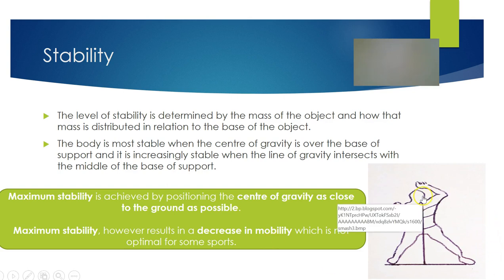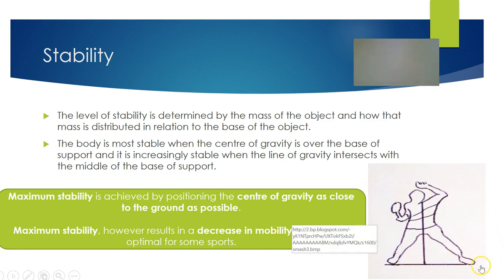Now let's just have a look at this diagram quickly. So the base of support is this line on the ground. You can see this guy has a wide base of support and the line of gravity intersects right through the middle of the base of support, and that is when we are most stable.